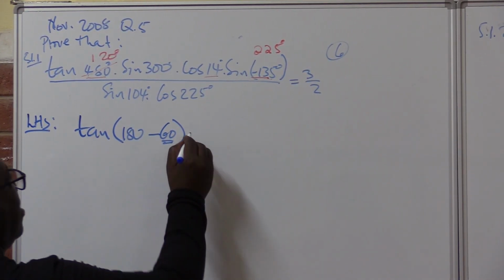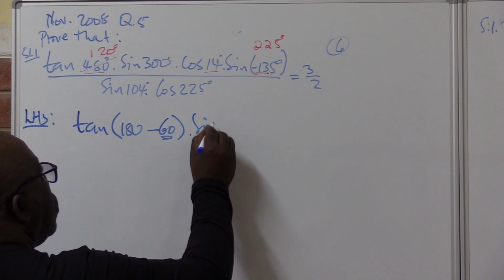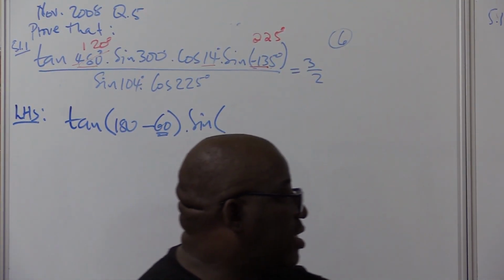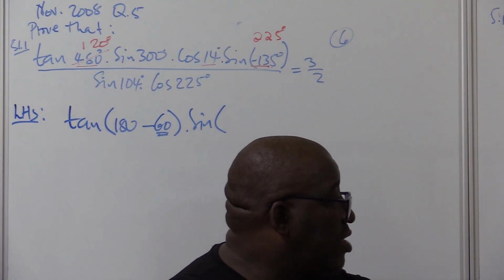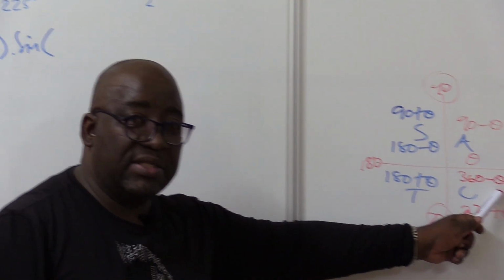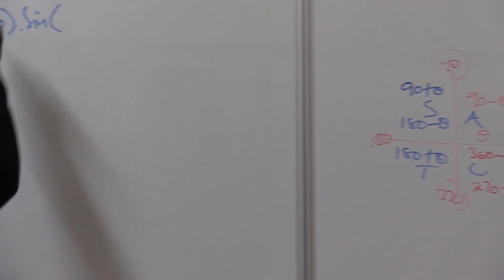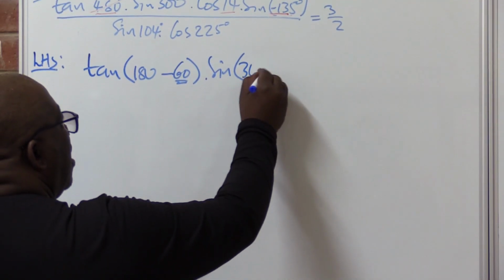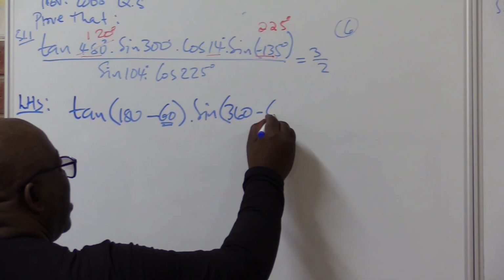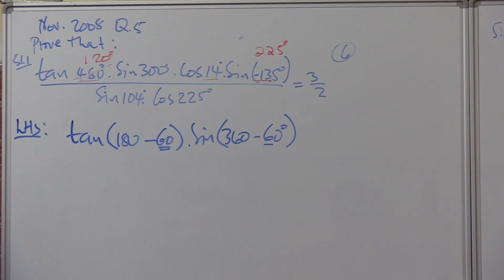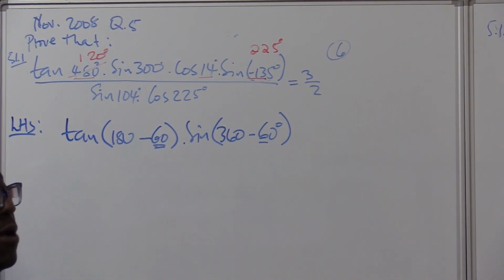Let's move on to sine 300. 300 is in which quadrant? It is in this quadrant. How do we refer to this quadrant? It's 360 minus. Is that going to give me special angles? Let's check it. 300 is the same as 360 minus what? Minus 60 degrees. Here comes another special angle. It is 60 degrees. I can do that without using a calculator.